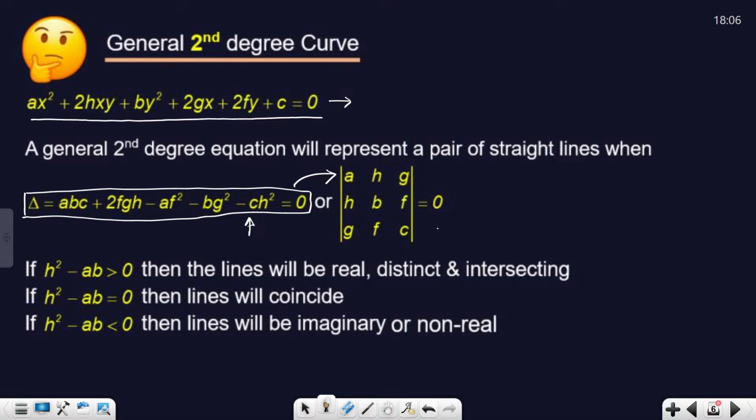The easiest way to remember this is to remember a poetry: A hungry goat has been found greedy for corn. Is it clear? A hungry goat has been found greedy for corn. This determinant will be equal to 0. If it is so, then you will say that this general second degree equation will always represent a pair of straight lines.